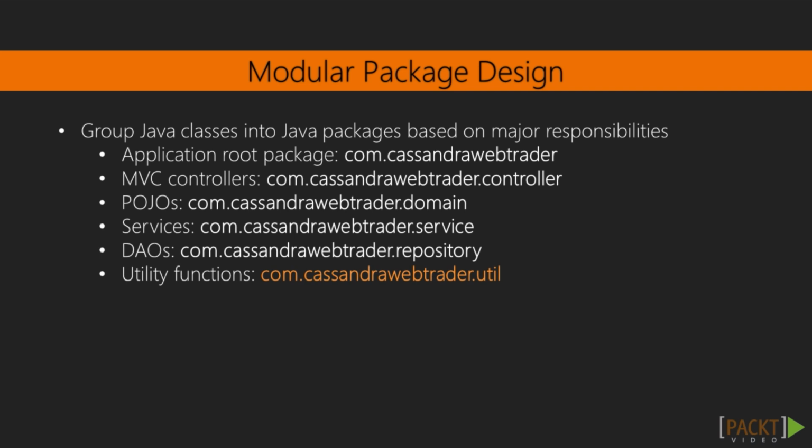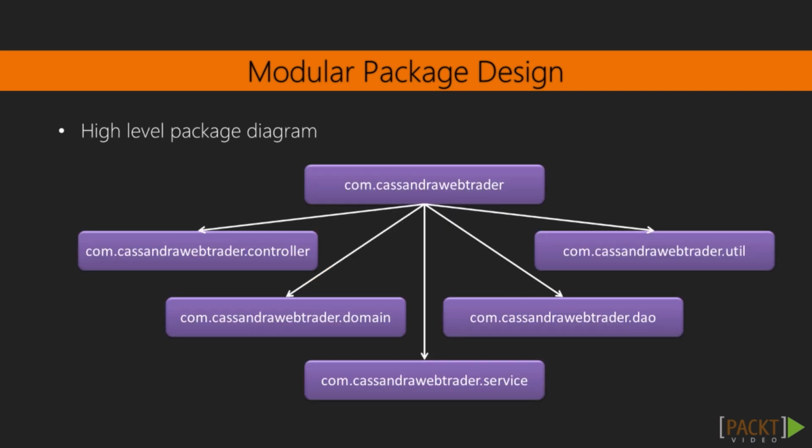They'll be placed in the com.CassandraWebTrader.util package. With the allocation of those packages in place, we can summarize the packages in the high-level package diagram shown here. So basically, we'll create 6 packages to group most of the classes and interfaces together to get started. There may be other supplementary packages when necessary over the course.